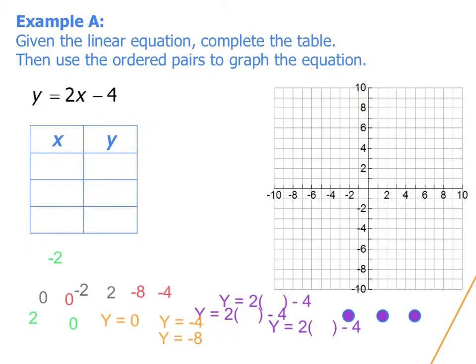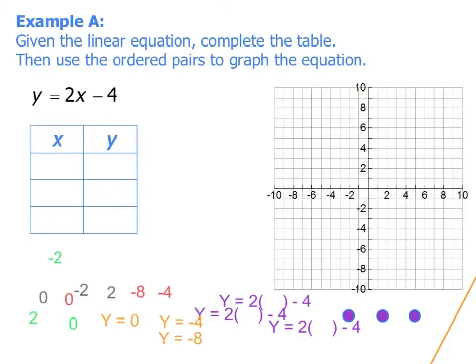Example A says, given the linear equation, complete the table, then use the ordered pairs to graph the equation. So right now we've got a linear equation that says y equals 2x minus 4. So we've got to figure out points that we can plot on this graph, but they haven't given us any x's and they haven't given us any y's. So what we're going to do is pick x's and plug them into our equation, or substitute them, and solve for y.